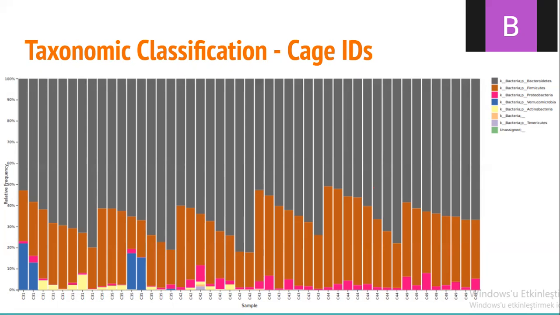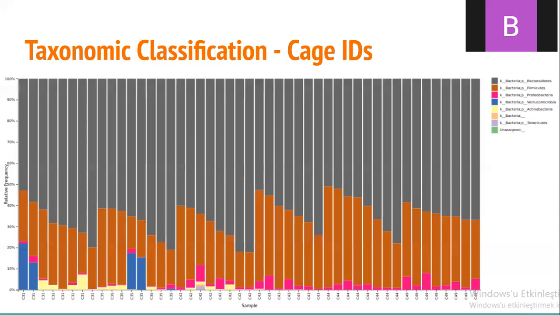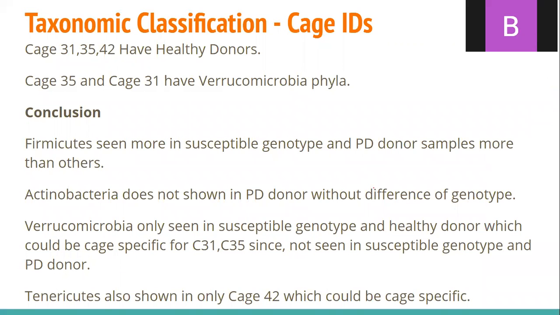And we conclude from these results that cage 35 and cage 31 have blue ones. And cage 31, 35, and 42 have the healthy donors. We concluded with the comparison with this one. And after that, the conclusion of these ones: the yellow one, Actinobacteria, does not show in the PD donor samples without the difference of the genotype.